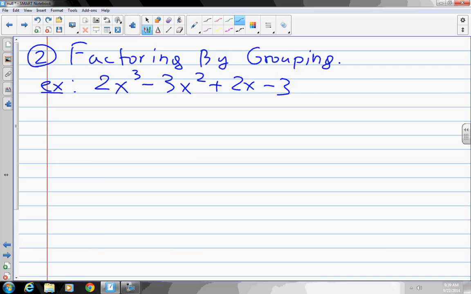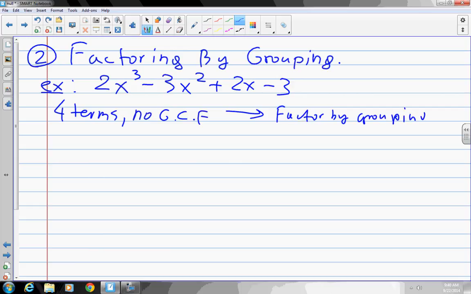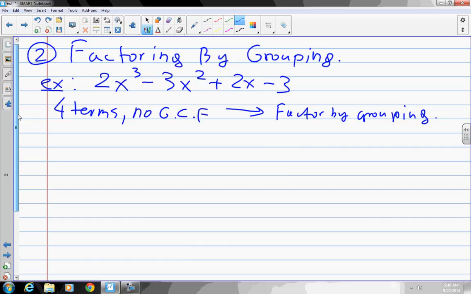Look for the greatest common factor. But another thing you should probably make a little side note: when you're faced with an expression that has four terms without a greatest common factor, four terms, no GCF, the only way to do that problem is to factor by grouping. Okay? Now, does anybody know how to do factoring by grouping?